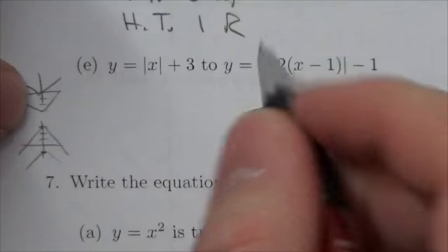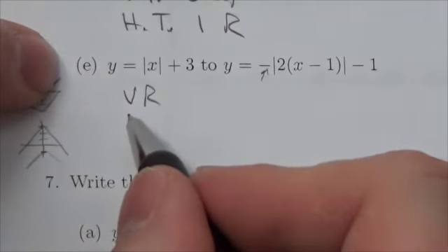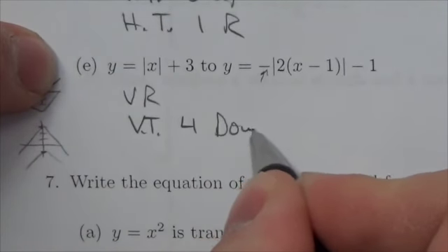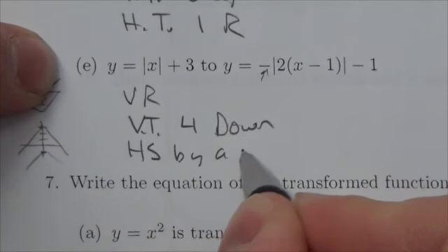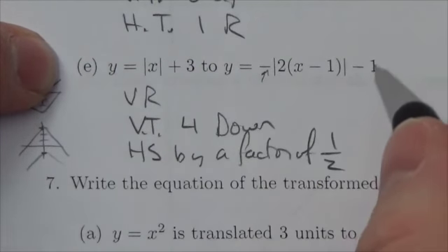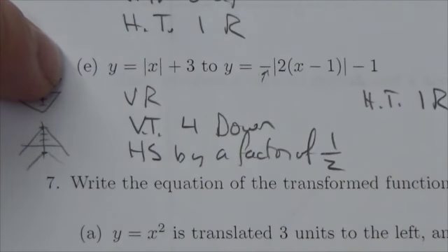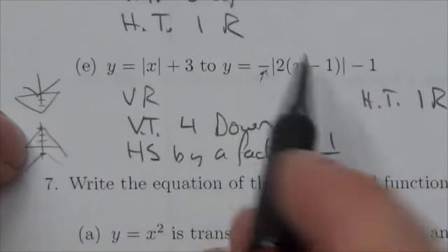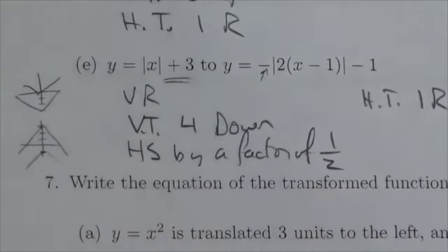So what I've seen here, there is a vertical reflection that happens first. Flip this around here. Then there's been a vertical translation, okay, 4 down. Okay, there's been a horizontal stretch by a factor of 1/2. And then up here, there's been a horizontal translation 1 to the right. Okay, so you got to be really careful about the transformations that I'm seeing here and how they affect the transformations that existed in the original function.